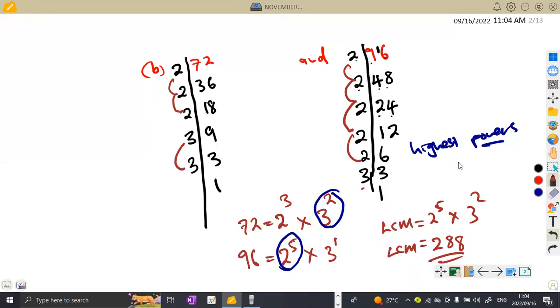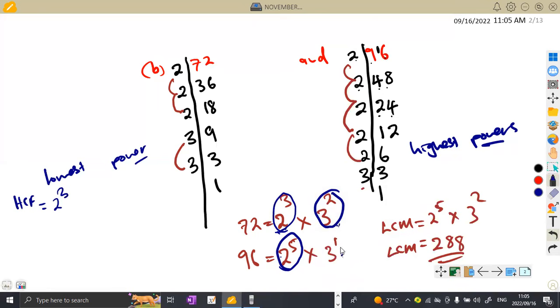If it was the HCF, let's just say the person was also asking us to determine the HCF, this is what you're going to do. The number has to be common, but this time you take the one with the lowest or the smallest power. You're going to focus on the smallest powers. So 2 is common, yes, but which one is the smallest power? That is 2 to the power of 3.